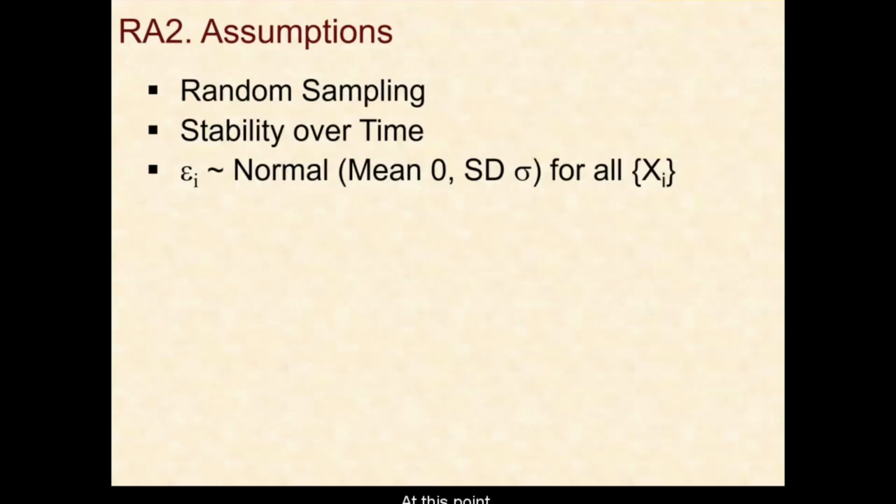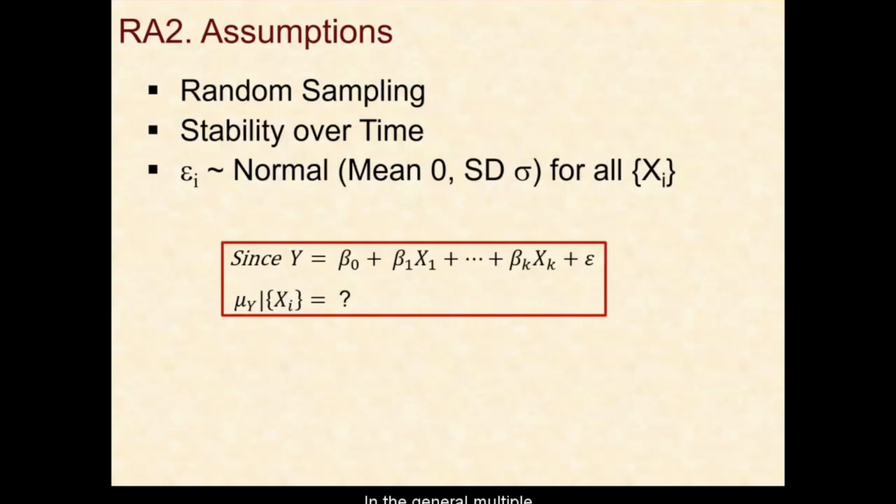At this point, let's explicitly recognize an important consequence of these assumptions about epsilon. In the general, multiple regression case, the hypothesized model is y equals beta naught plus beta 1 x1 plus through beta k xk plus epsilon. This equation captures relationships between y and the set of predictor variables xi. As the values of the predictor variables change, we expect y to change since they are hypothesized to be related.